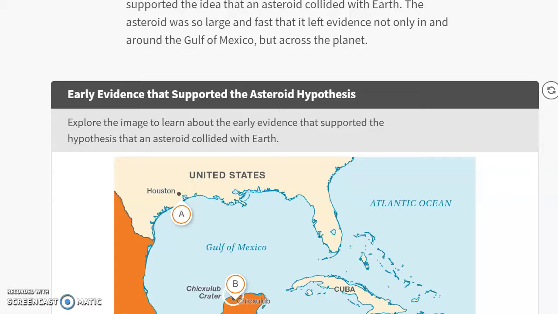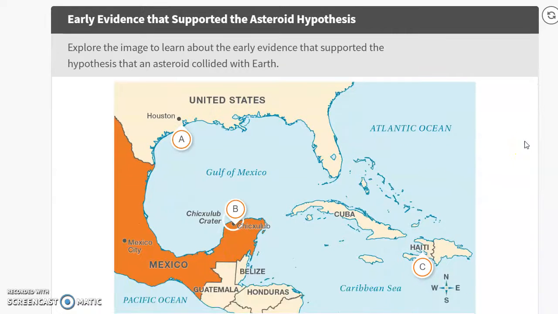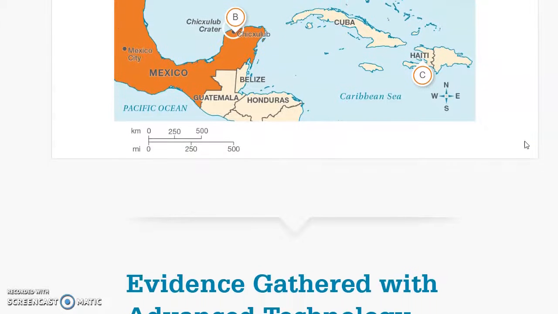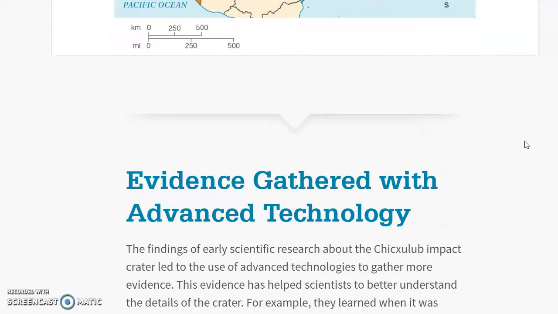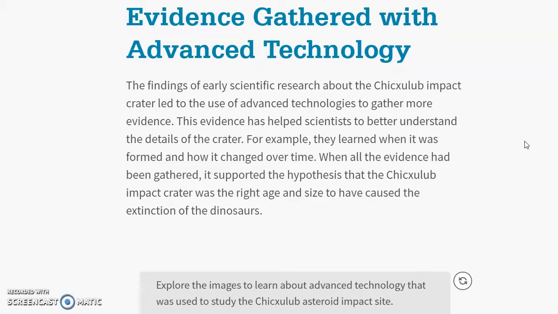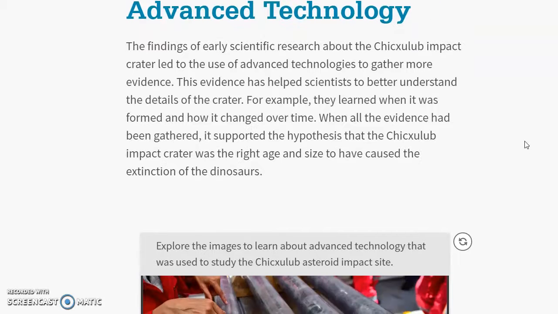Okay, so this is continuing Explore and Explain 2 for 8th grade, lesson 1. We were just talking about the asteroid hypothesis, the hypothesis that an asteroid collided with Earth, and that was what made all of the dinosaurs go extinct. So they used technology to understand the crater and figure out how it was formed, how it's changed.